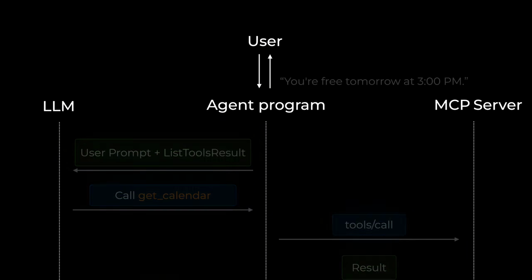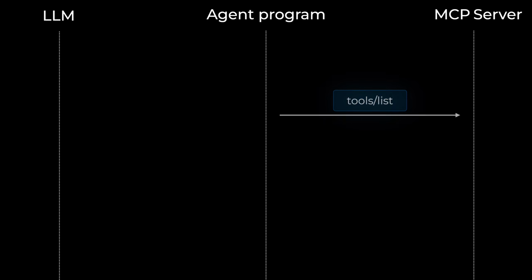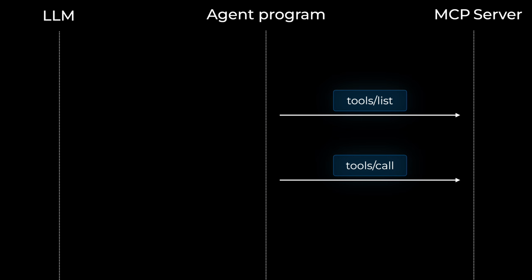So the heart of MCP is super simple. Tools list finds the tools, and tools call is responsible for calling tools. But did you notice something? MCP and function calling seem a bit similar. Do they overlap?